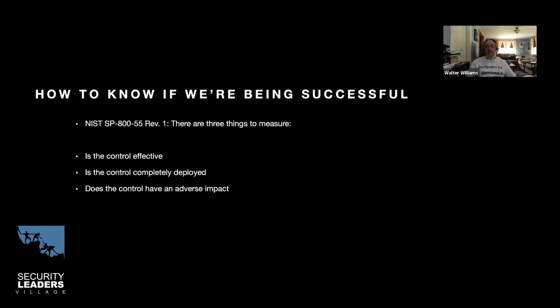So again, from NIST SP 855, there are three things we need to measure and report on. Is the control effective? Check. Is the control completely deployed? Check. And if it's not, it's certainly not going to be effective. Is the control having an adverse impact? And that's an extremely important thing for us to measure, report on, and be aware of. It's certainly something that the business is aware of.